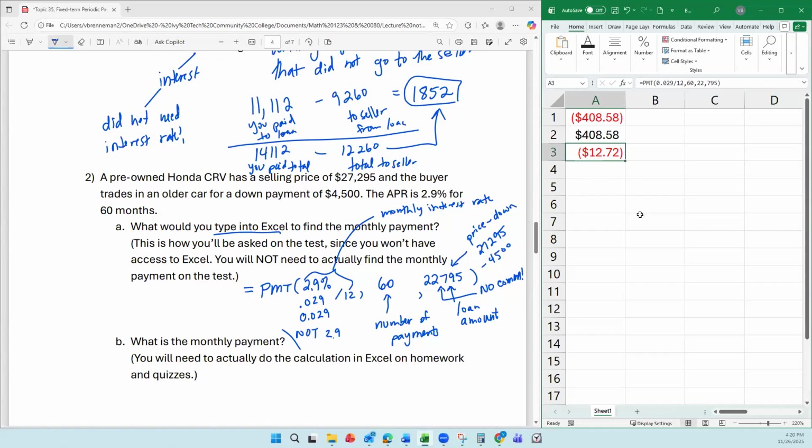So you wouldn't necessarily recognize that as wrong, but if you think of almost $30,000, you're paying it over a 5-year period, it's probably going to be more than $12 or $13. So the monthly payment, $408.58.